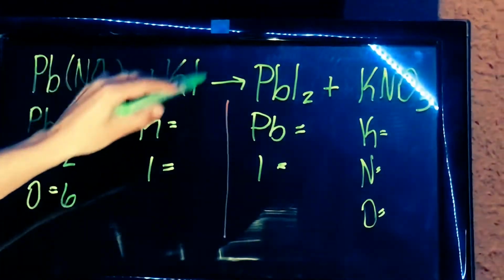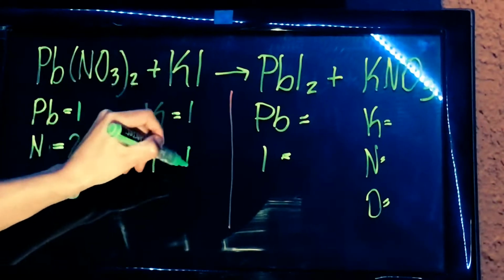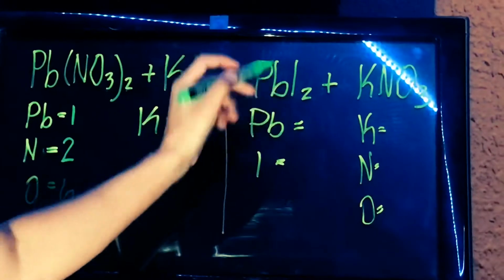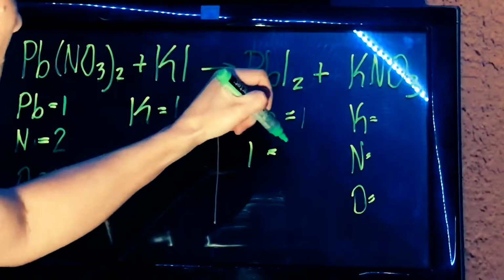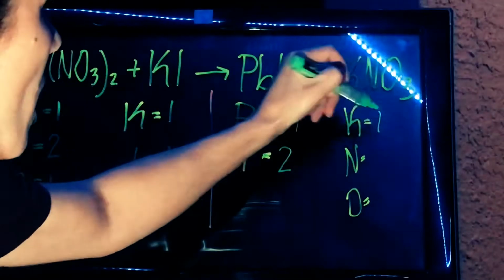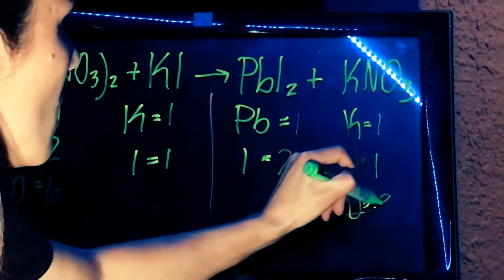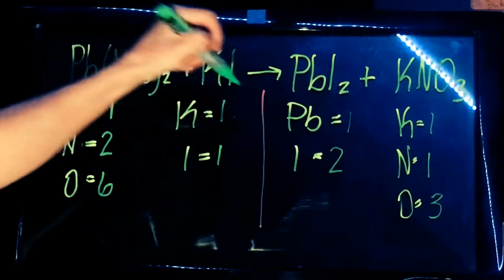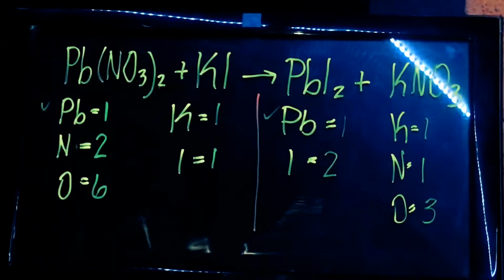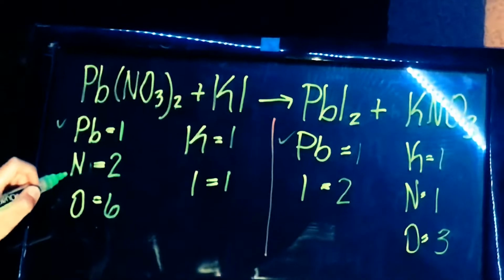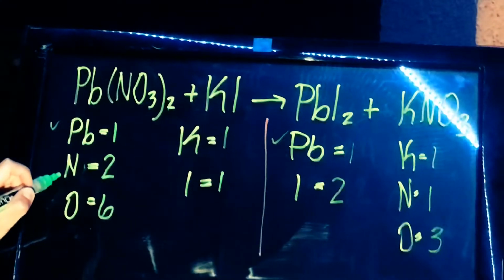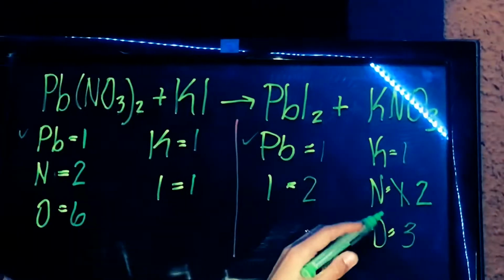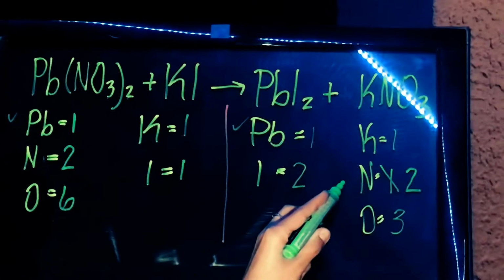Okay, plus sign, my next 2 elements, K is 1, I is 1. It's easy when it's no numbers. Let's go to my product. Pb has a 1, I has a 2, K 1 and 1, O has 3. So let's go here, Pb. Pb is good because 1 and 1. Nitrogen, so nitrogen has a 2 over here and 1 over there. So this is not gonna work, I'm gonna put a 2. Okay, remember, only coefficients, don't change anything.